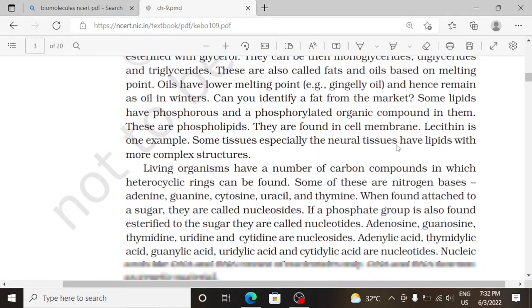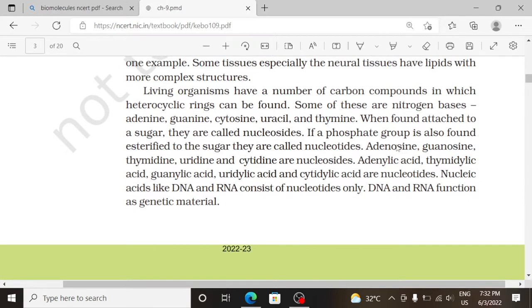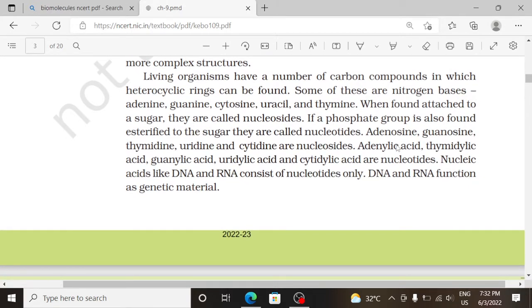Living organisms have a number of carbon compounds in which heterocyclic rings can be found. Some of these are nitrogen bases, that is adenine, guanine, cytosine, uracil and thymine. When found attached to a sugar, they are called nucleosides. If a phosphate group is also found esterified to the sugar, they are called nucleotides. Adenosine, guanosine, thymidine, uridine and cytidine are nucleosides.